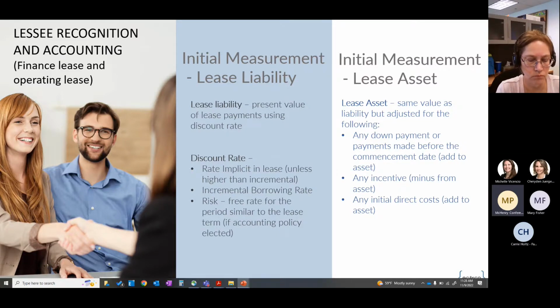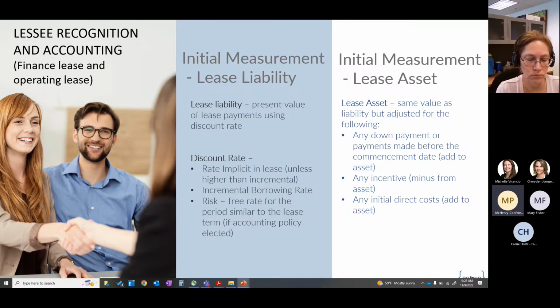The other thing that it does mention in the standard is if the rate on the lease is a very high rate for whatever reason, let's just say it's a rate of 15%, but as an organization you could go out and get a rate from just a bank of 5%, then we would use your incremental borrowing rate since that's the lower of the two, because we don't want to inflate that present value too much by using a really high discount rate.